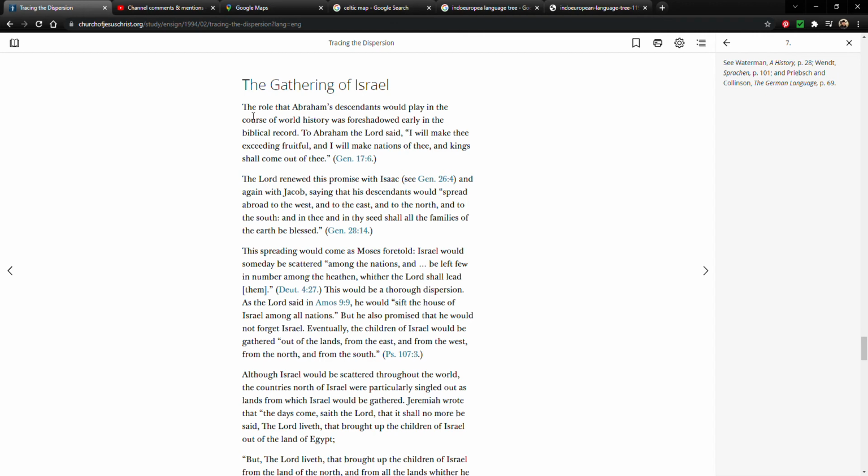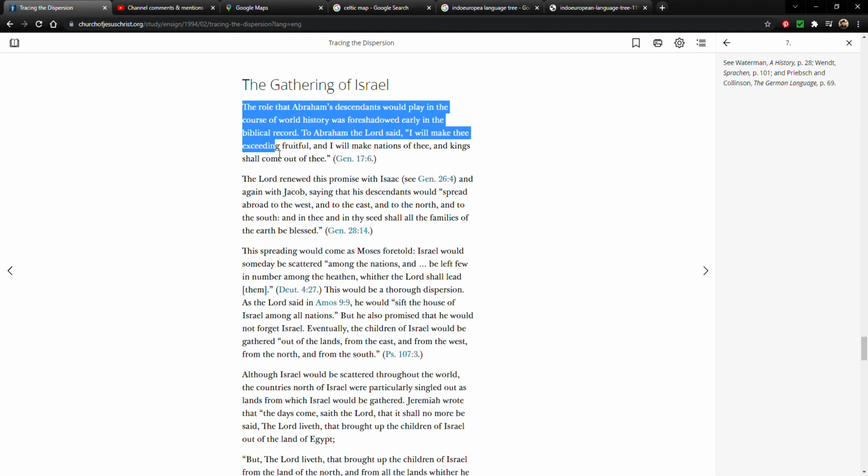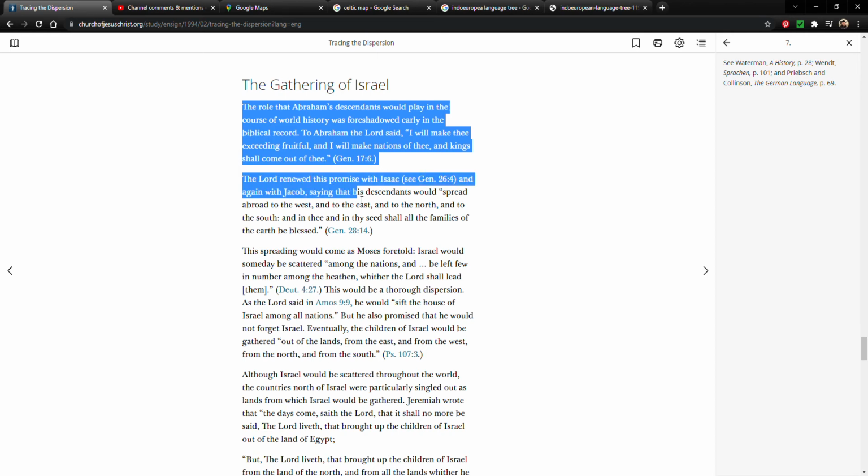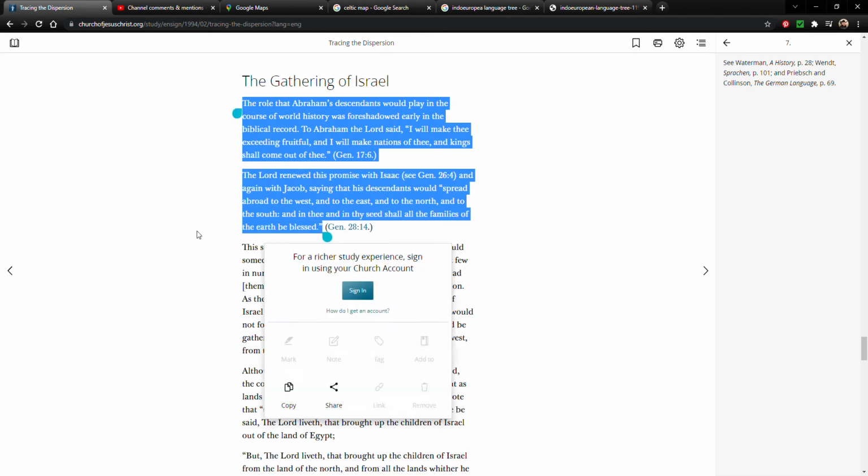The gathering of Israel. The role that Abraham's descendants would play in the course of world history was foreshadowed early in the biblical record. To Abraham, the Lord said, "I will make thee exceeding fruitful, and I will make nations of thee, and kings shall come out of thee." Genesis 17:6. The Lord renewed his promise with Isaac, Genesis 26:4, and again with Jacob, saying that his descendants would spread abroad to the west and to the east and to the north and to the south, and in thee and in thy seed shall all the families of the earth be blessed.